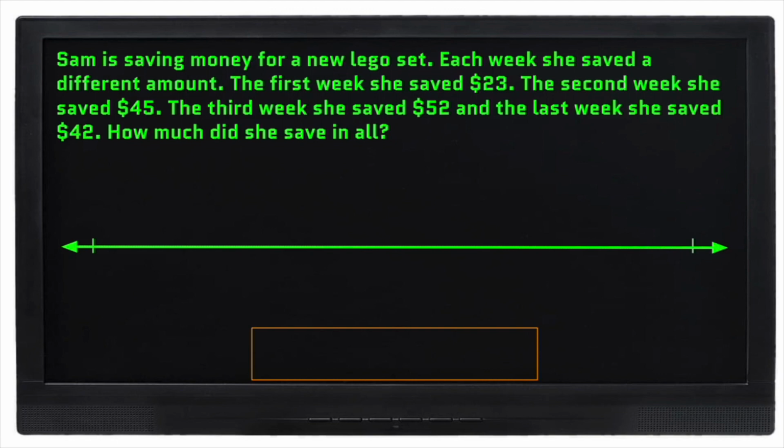There's a lot of information in this problem, so I'm going to read it through one more time, and this time I'm going to write down my number model. After reading through, I get the idea that we're going to be adding again. So I'm going to see if I can find my add-ins.